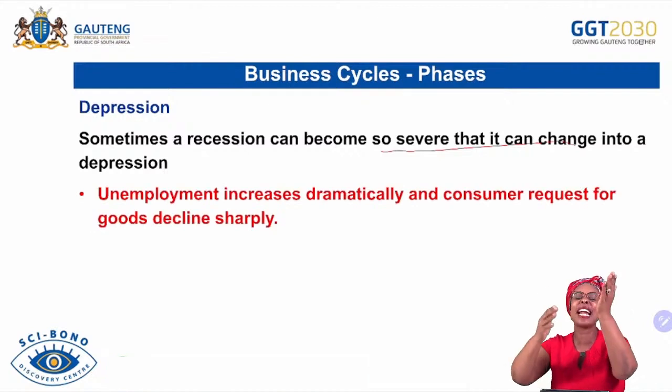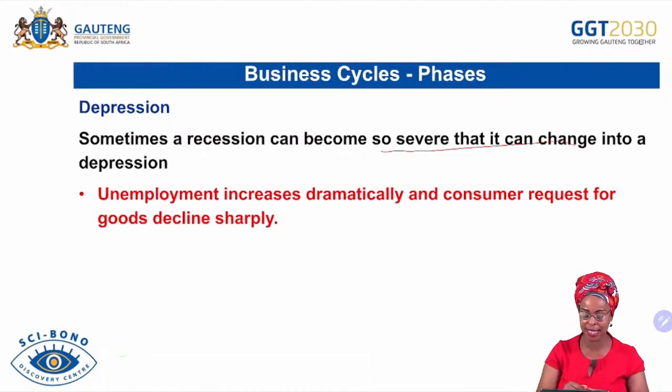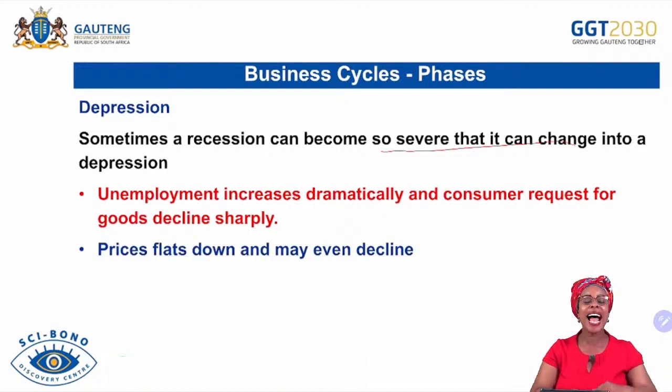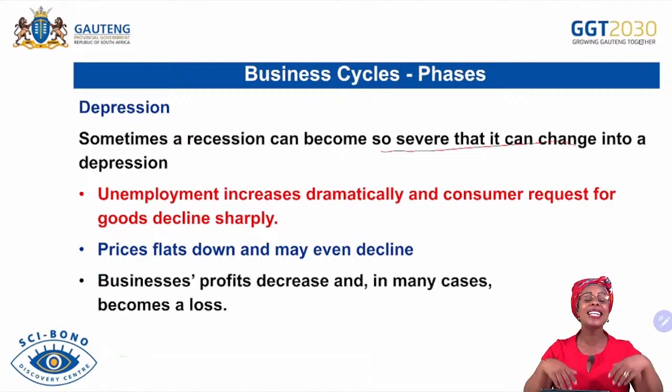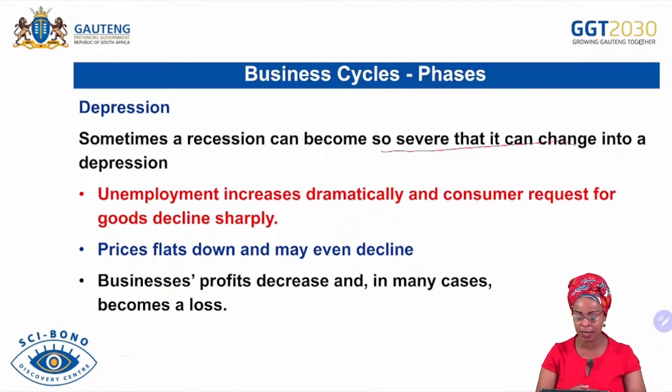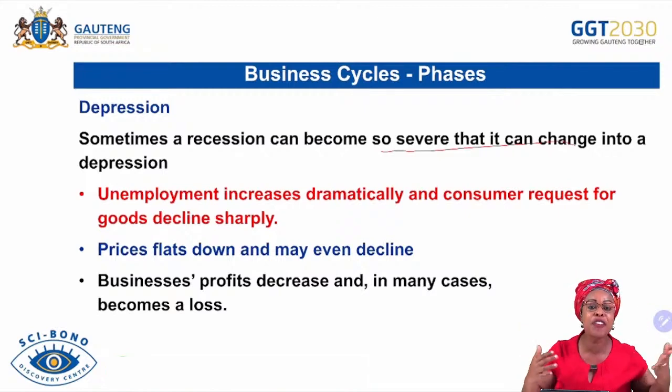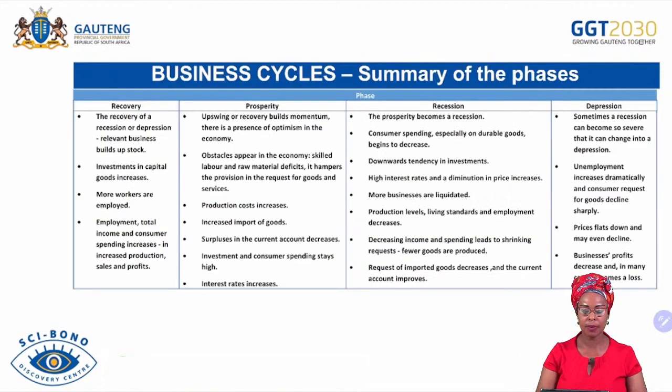Unemployment increases dramatically during the depression phase. And consumer requests for goods decline. If you are unemployed, you will spend less. Prices flatten and may even decline. Prices will drop because demand is less. Businesses' profits will also decrease during the depression phase. And in many cases, the profit becomes a loss. So if you look at this particular slide, it has a summary of what I've just described: a summary for the recovery phase, prosperity, recession, and the depression.